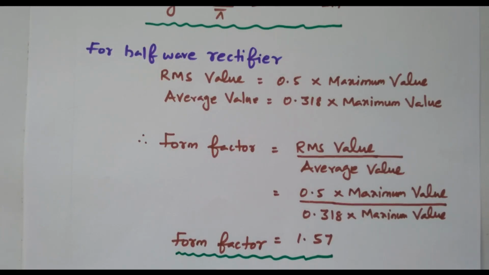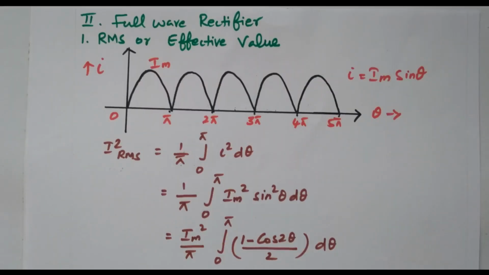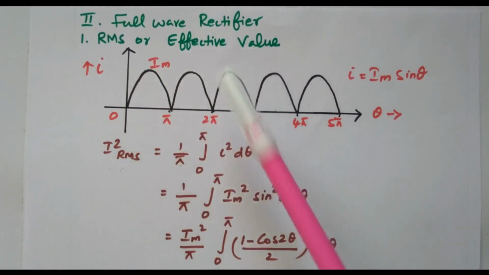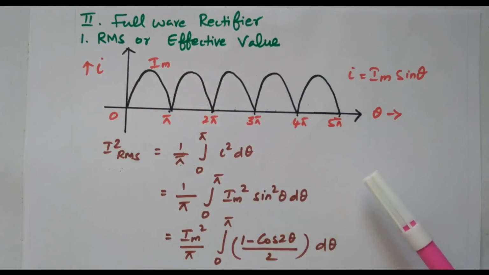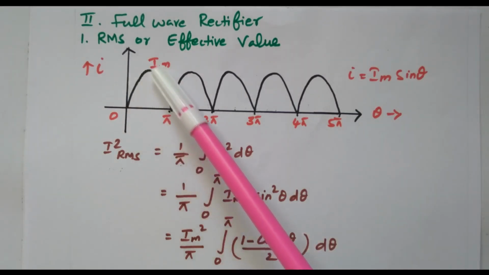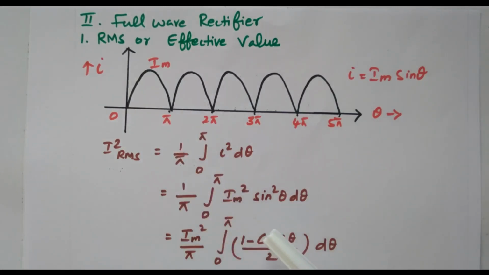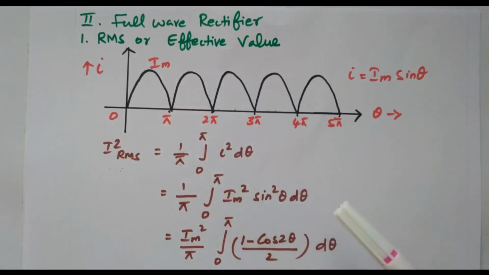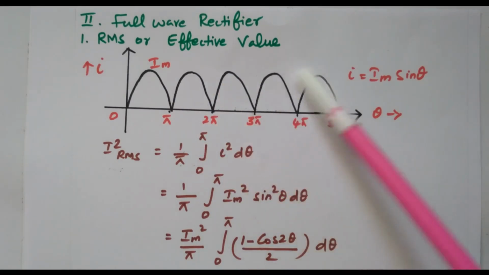Now we'll go to the full wave rectifier. First we'll see the RMS or effective value. In the full wave rectifier, we know that 2 diodes or 4 diodes will be available. During the positive half cycle, one set of diodes is forward biased, so we'll get the positive voltage. During the negative half cycle, another set of diodes is forward biased, so we'll get the current during the negative half cycle also. So every half cycle we get the voltage in the case of a full wave rectifier.